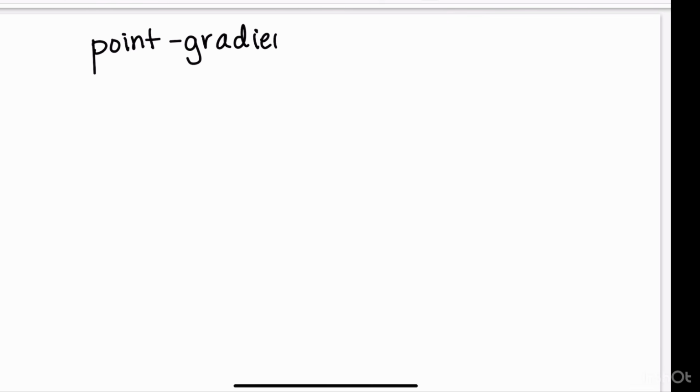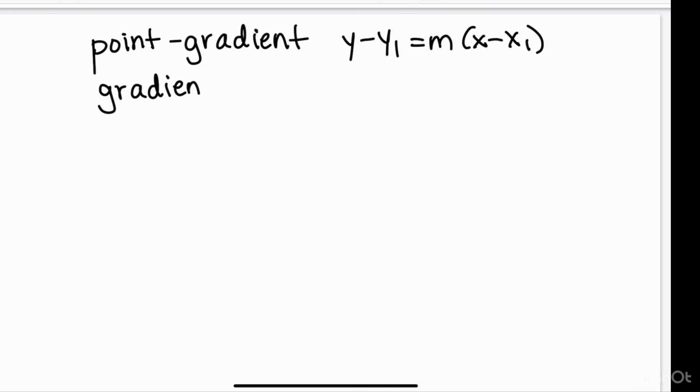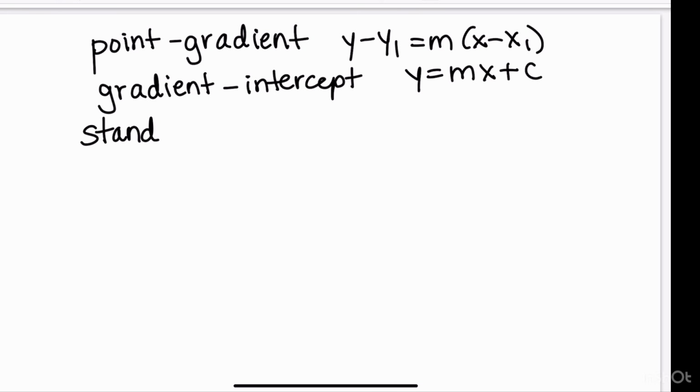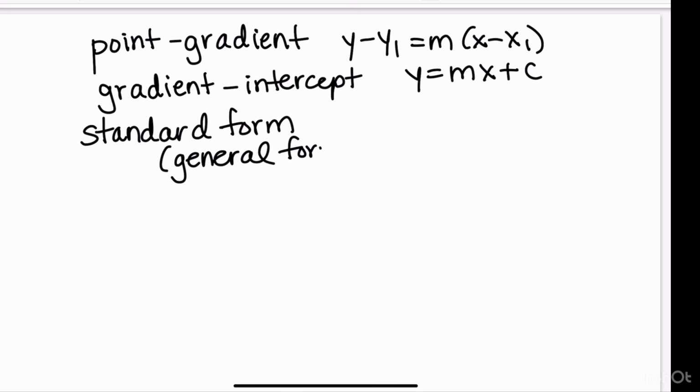There is another form that you need to be made aware of. Remember, we have the point gradient form, which is point slope form, which is y minus y1 is equal to m times x minus x1. We also have the slope-intercept form, which is the gradient intercept form, because remember the word gradient is used for slope. So gradient intercept form, and that's y equals mx plus c, but there's one more, which is our standard form, or sometimes they refer to it as general form.